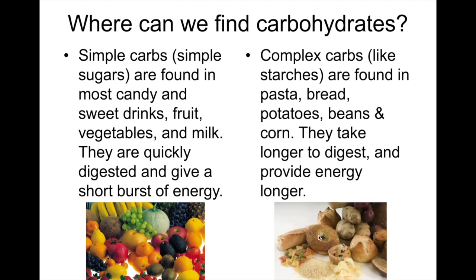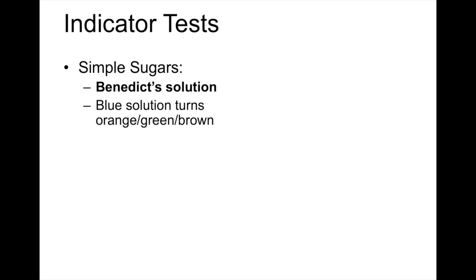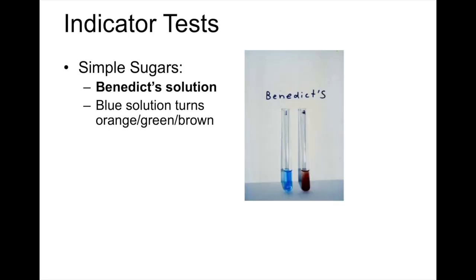these carbohydrate molecules, these long polysaccharides. Your body takes time to break off each of those polysaccharides and break it down as an energy source. We'll talk about how it breaks down as an energy source later on. Indicator test for carbohydrates. We have something called Benedict's solution, which when you put a blue solution of Benedict's with carbohydrates, it'll turn orange, green, or brown.